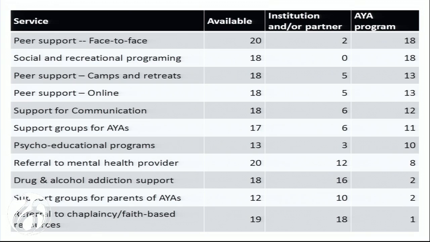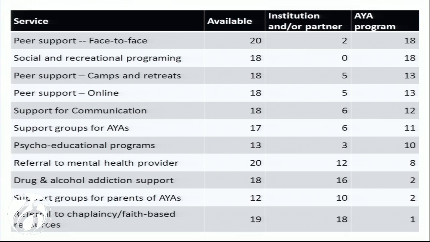That next column, institution and/or partner, means that the institution or a community-based partner, or jointly the institution and a partner, are providing or implementing that service. And then in that final column, you can see what the AYA programs themselves are providing. So again, what we're looking at is what's AYA specific based on what is provided by the AYA program.